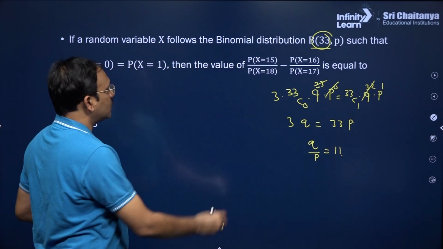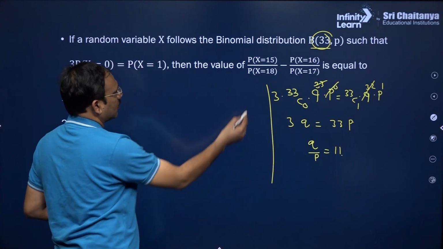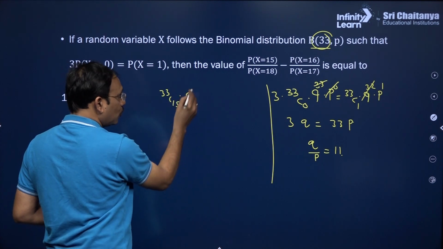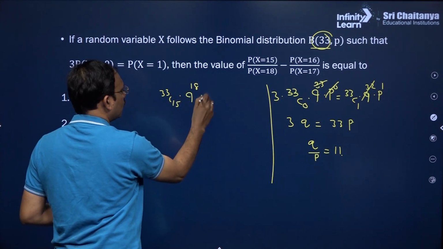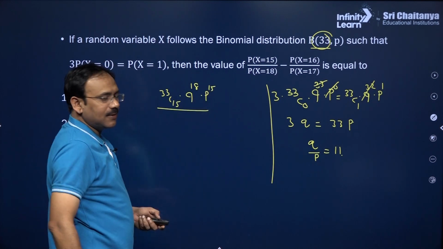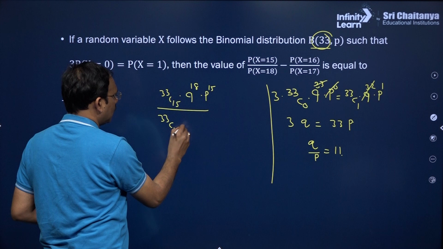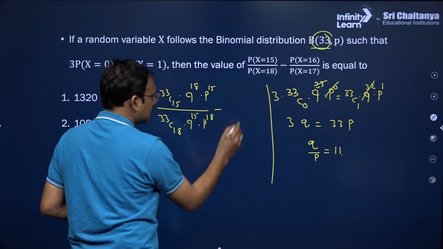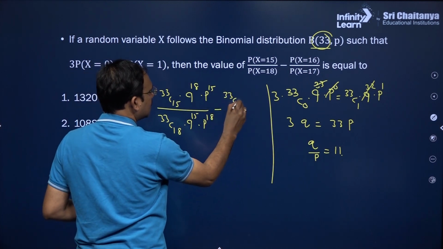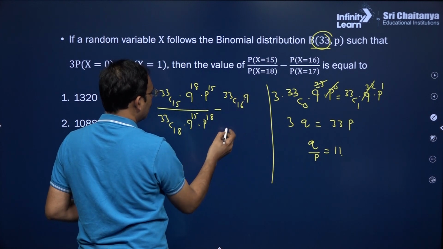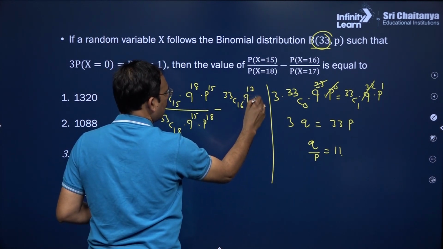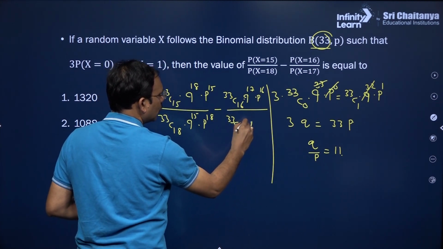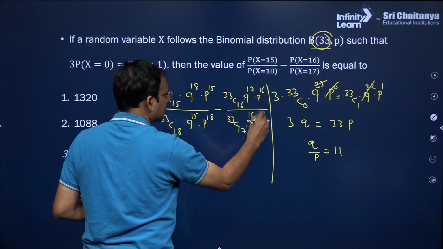Now you see, in the same binomial distribution, P of x equal to 15 means 33C15 into q to the power of 18 into p to the power of 15, divided by 33C18 into q to the power of 15 into p to the power of 18, and with the same logic, 33C16 into q to the power of 17 into p to the power of 16, divided by 33C17 into q to the power of 16 into p to the power of 17.